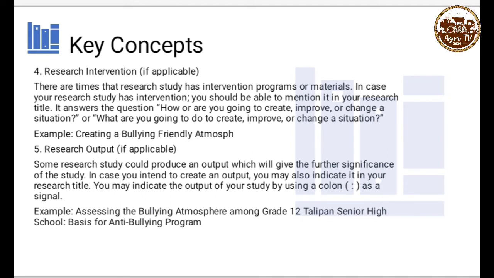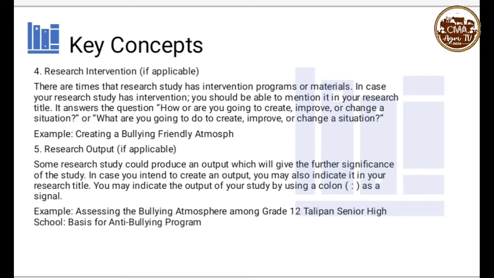So, there are times that the research study has an intervention programs or materials. In case your research study has intervention, you should be able to mention it in your research title. It answers the question, how are you going to create or improve or change a situation, or what are you going to do to create, improve, or change the situation? Example, creating a bullying-friendly atmosphere.